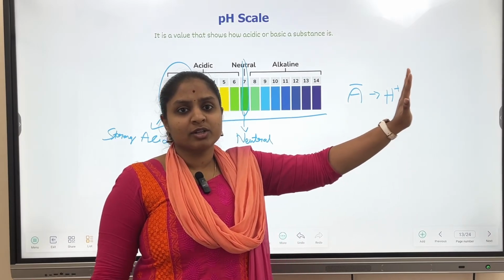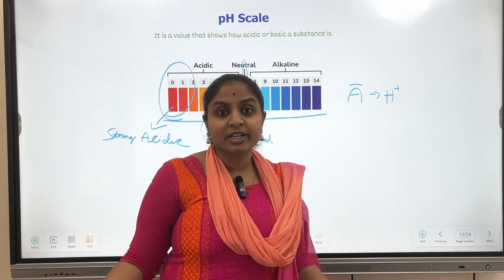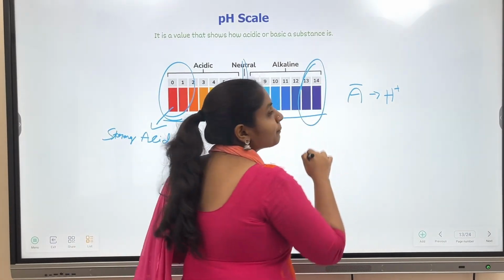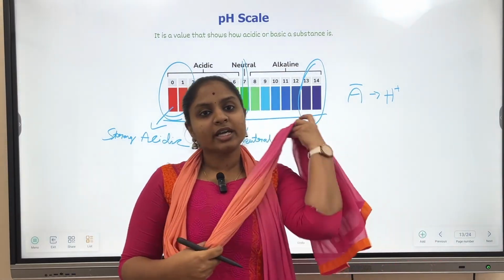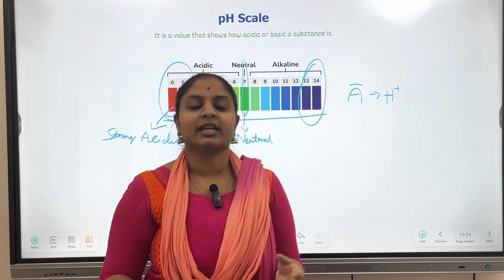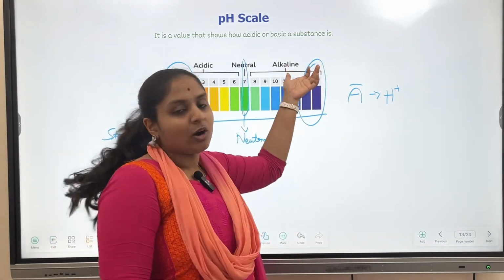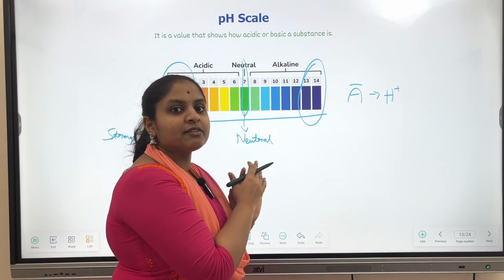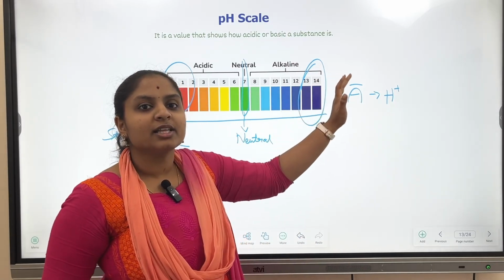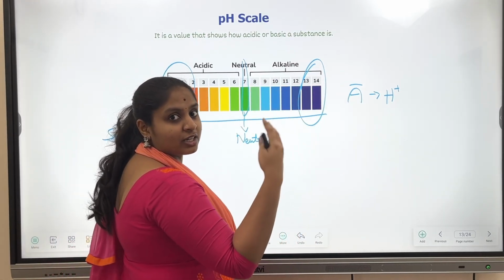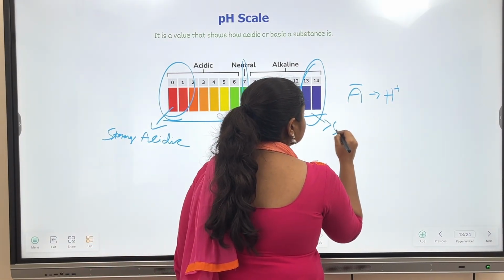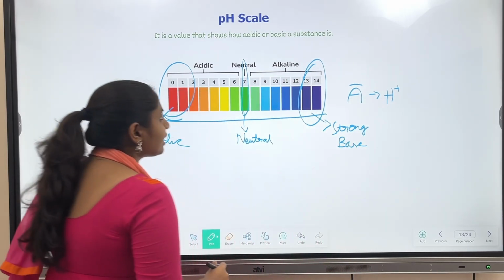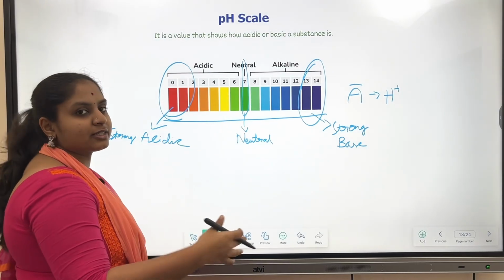Again, if I am far away from neutral on the other side, I am producing more OH- ions, so I will be producing very few H+ ions. Then I will be basic in nature. Now, as I told, even bases should have some water content. When a base is mixed with water, we can also call it an alkali. So alkaline nature is above 7. If the pH value is above 7, we call it alkaline. And if it is very strong, like 14 or 13, we call it a strong base. Anything that is very close to neutral will be a weak base or weak acid.